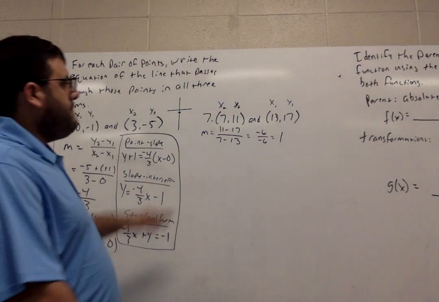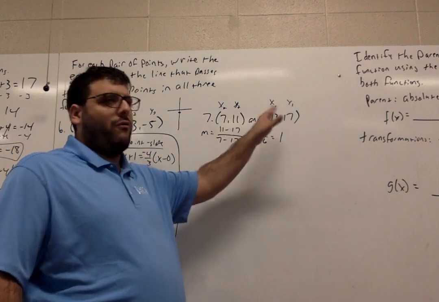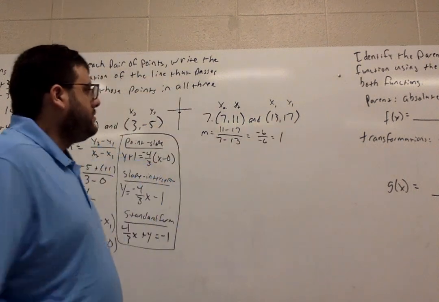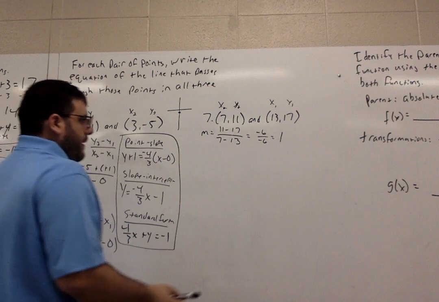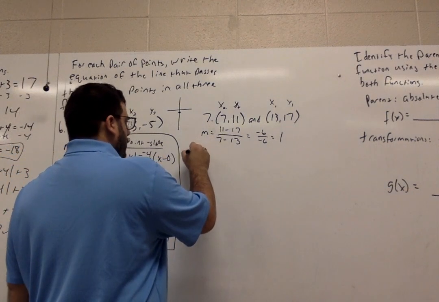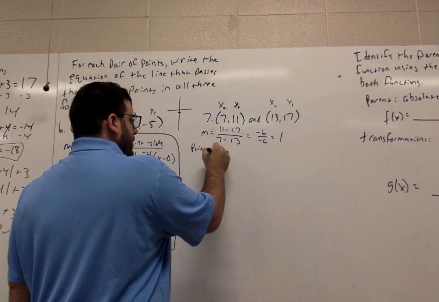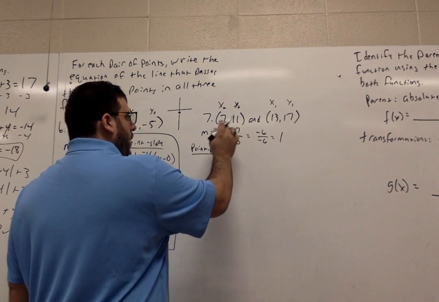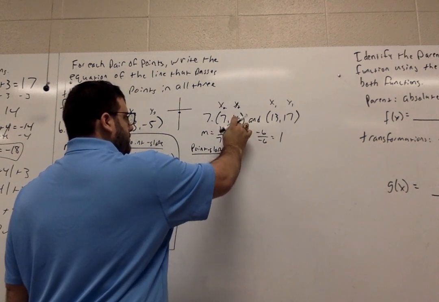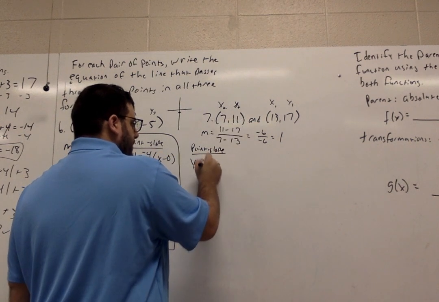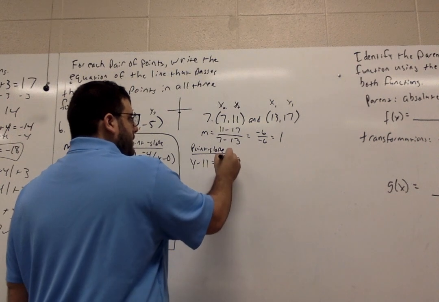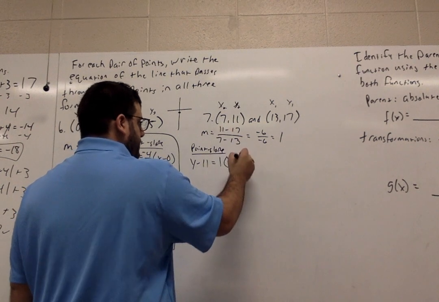And I can choose any point that I want for point slope form. I just need to choose one. Now that I know what my slope is, I don't need both points. So I'm going to go ahead and use this point right here. So for my point slope form, I have y minus my y value, so y minus 11 equals m, which is 1, times x minus my x value, which is 7.